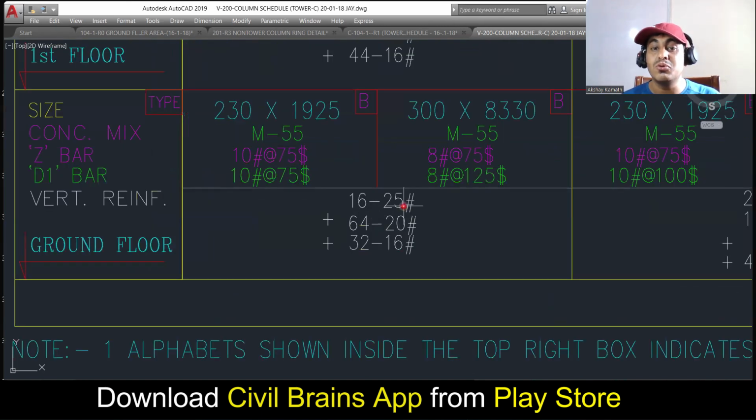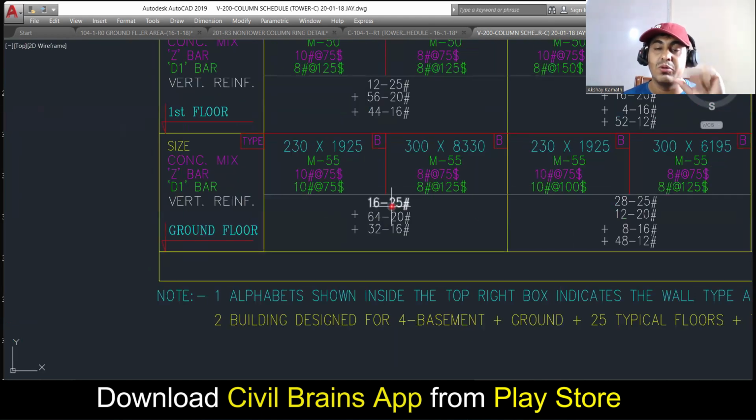See here, you're supposed to provide 25 diameter, 16 number of bar, 20 diameter, 64 number of bar, 16 diameter, 32 number of bar. You count what is the total number of bar that is coming. 64 plus 32 comes out to be 96, right? 96 plus 6 is 102. 102 plus 10 is 112 number of bar. Just imagine 112 number of reinforcement is going to come in this particular column. And the grade is M55.